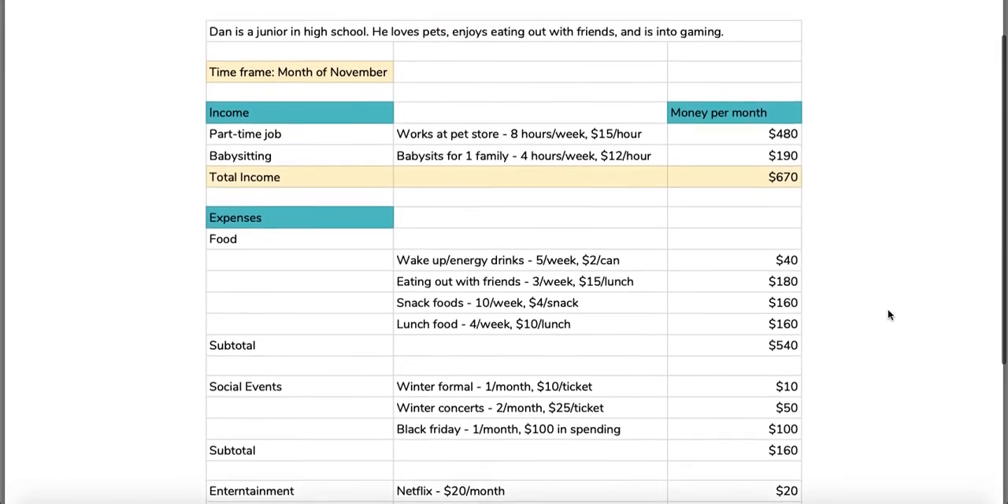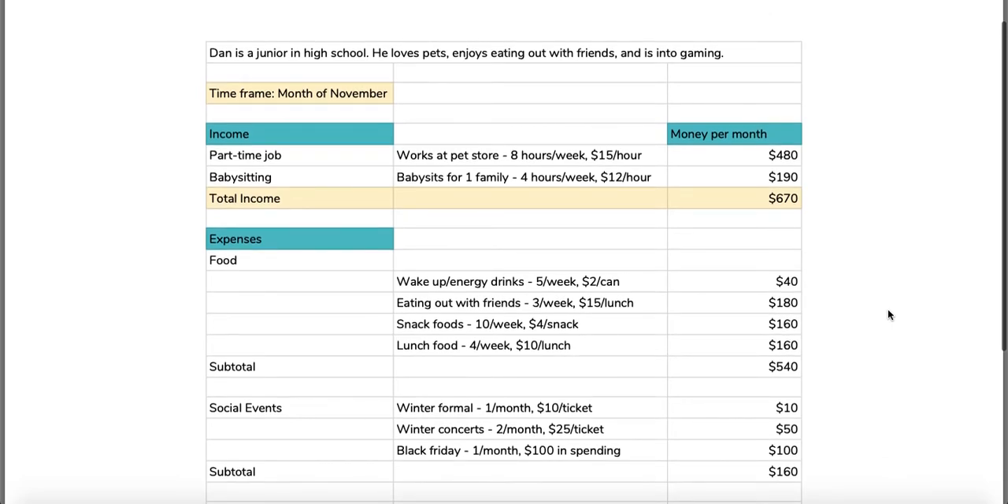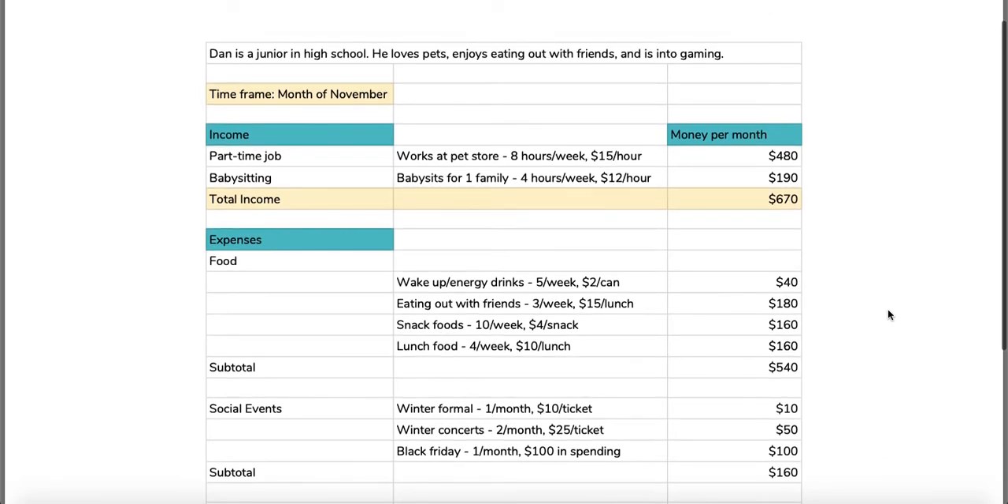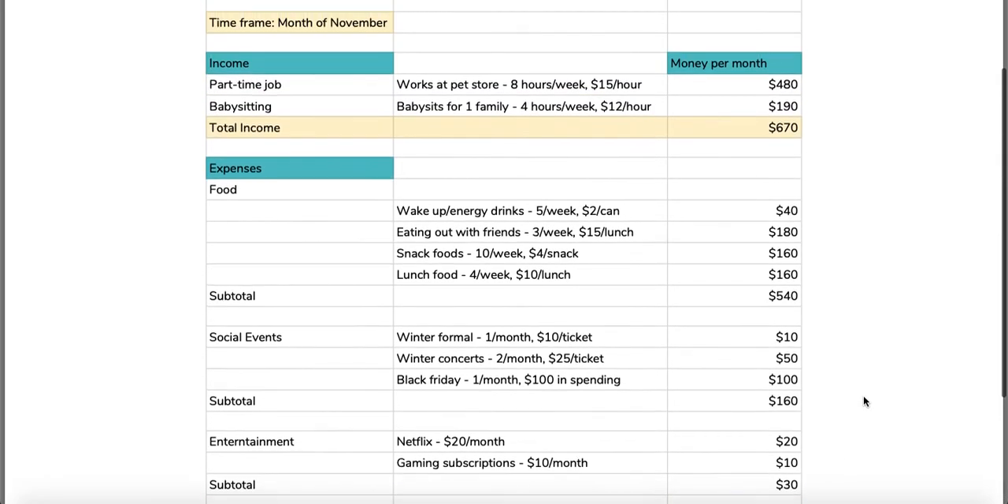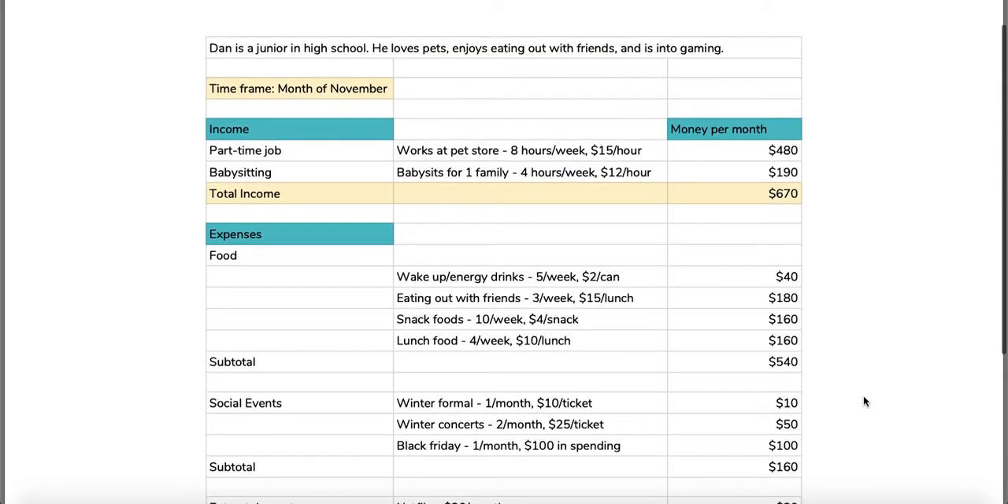If you do the same activity, you'll hopefully be able to determine whether your income is equal to your expenses, greater than your expenses, or less than your expenses. If your income is less than your expenses and you're in the red, you'll want to look at what you can do to change that.